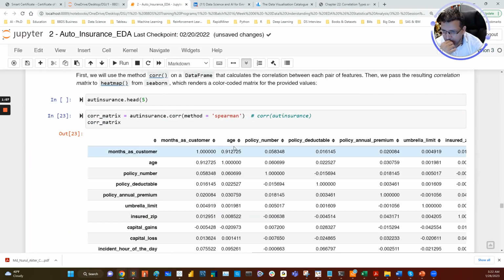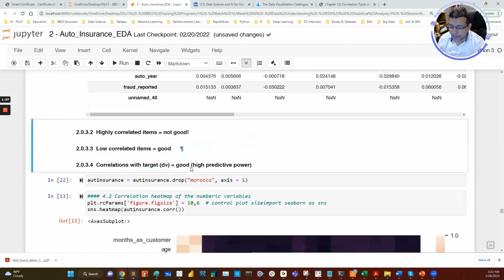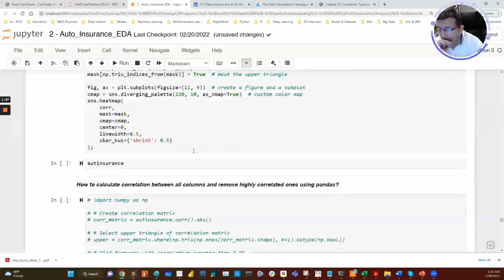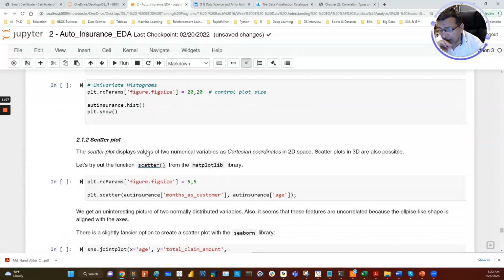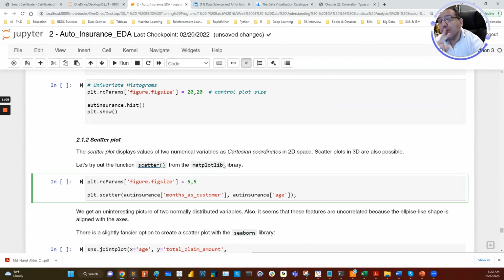Okay, so the scatter plot here does tell you two things. The scatter plot is used for numerical data, number one, and it does tell you if there is any relationship between your axes and the direction. So this is only one.